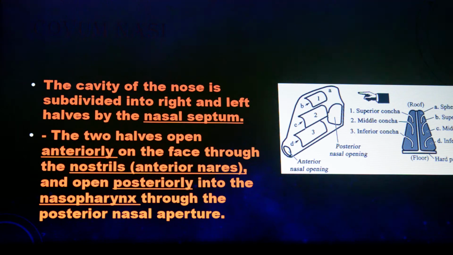Basically, the cavity of the nose is subdivided into two parts, left and right, by the nasal septum in between. The two halves open anteriorly on the face by the nostrils, and posteriorly on the inferior side into the nasopharynx with the choanae. In the figure you can see the choanae, the posterior opening, and the anterior opening also.